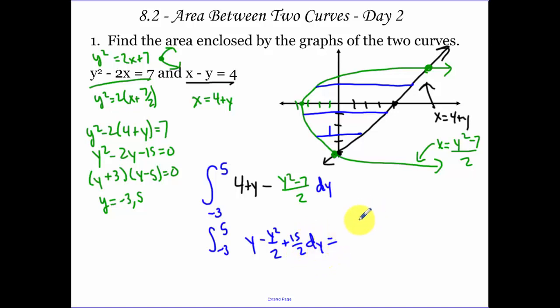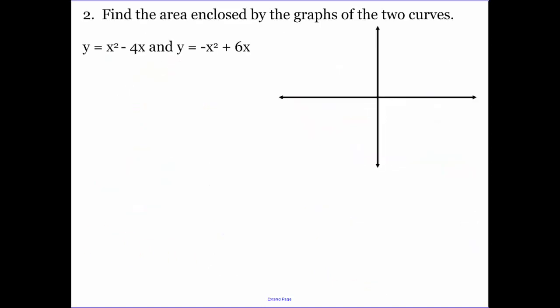I take my integral, and my integral is 15 over 2 y plus 1/2 y squared minus 1/6 y to the third, evaluating from negative 3 to 5. Plugging in values, and I'm not going to lie, I used my calculator on this because of all those crazy fractions. I got 128/3. That's the area between those two curves.